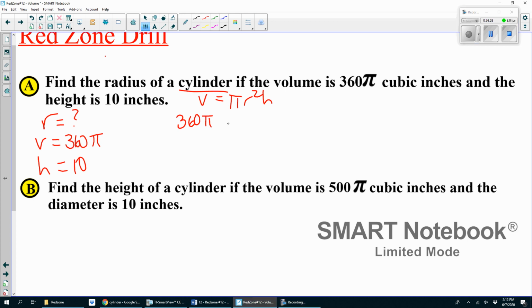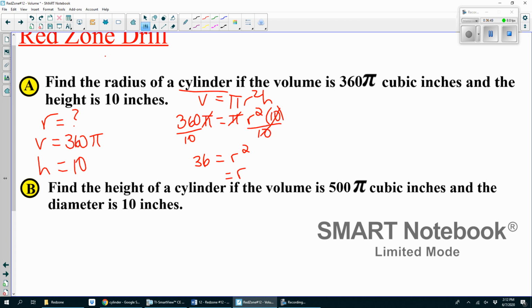So filling in the rest of the information equals pi times radius squared. I left it as an r because that's what we're looking for, times 10. So I notice there's a pi on both sides. If I divide both sides of the equation by pi, those go away. Now if I divide both sides by 10, I get 36 equals r squared. I don't want to know r squared, I want to know r.